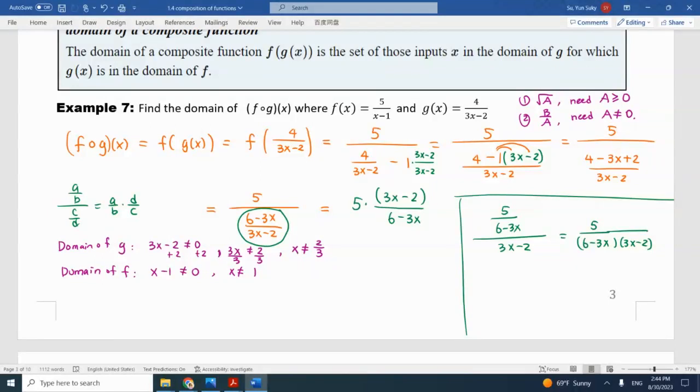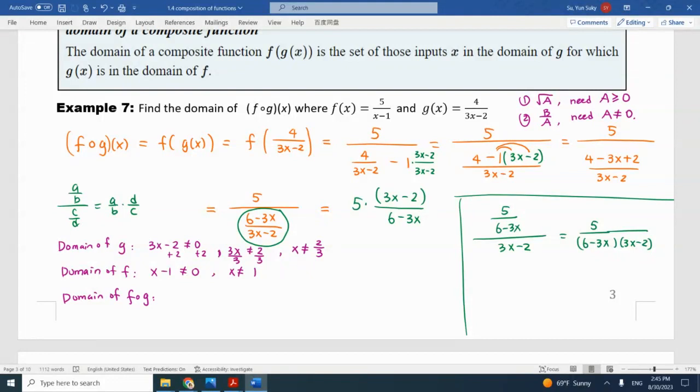Do we care about the numerator? No. So the numerator doesn't matter. We only care about the denominator. It cannot be 0. Okay, good. Now the domain of f composite g.